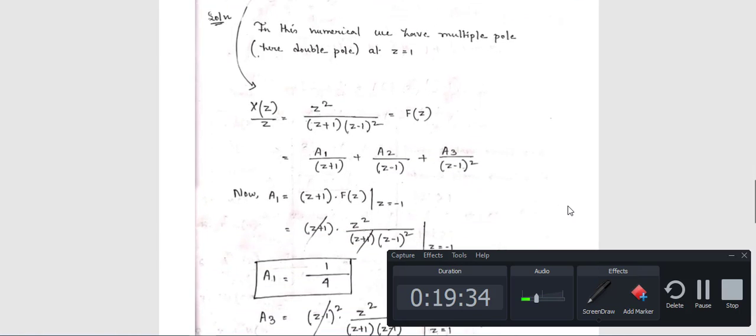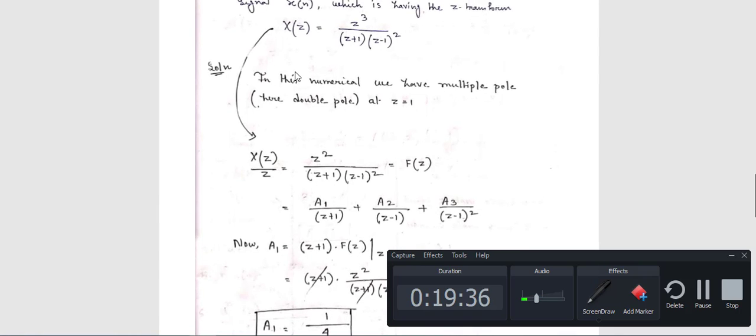Okay, first this function x(z) is equal to this, so here just take a common z to z, that means z into z square. You can write this easily, so it will be x(z)/z is equal to z square, z plus 1, z minus 1 whole square. Again this can be written as a variable, that is f of z.